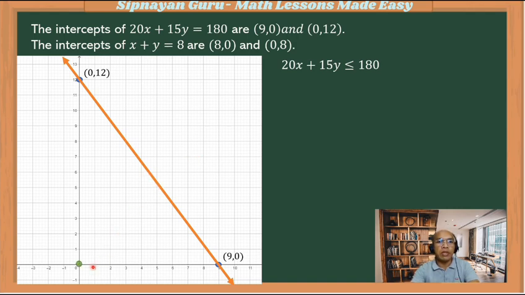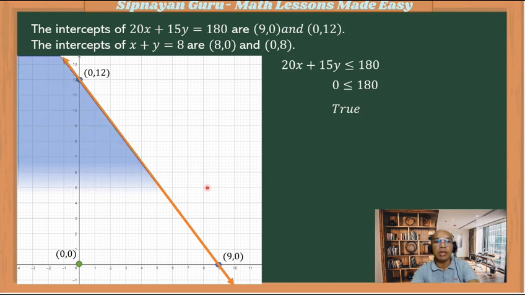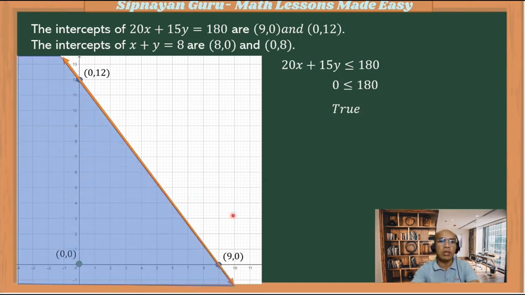Test using the test point to determine the region of the solution set. So if x is 0 and y is 0, 0 less than or equal to 180 is a true statement. So therefore, we will shade this region.